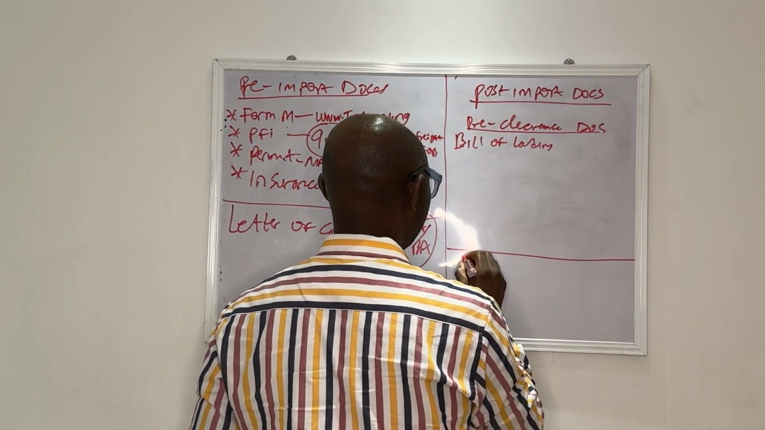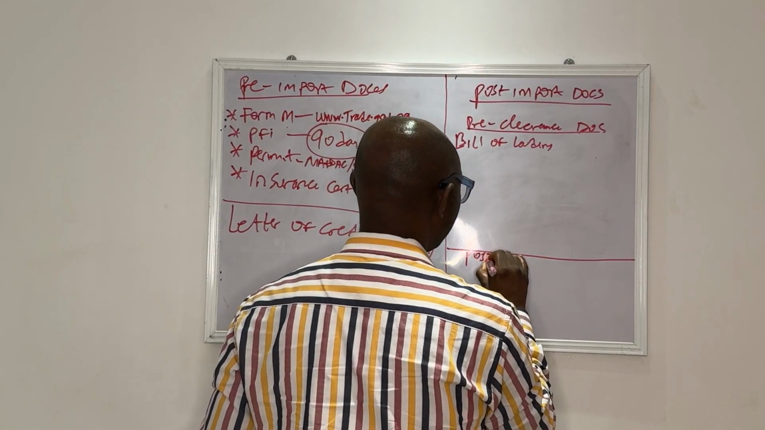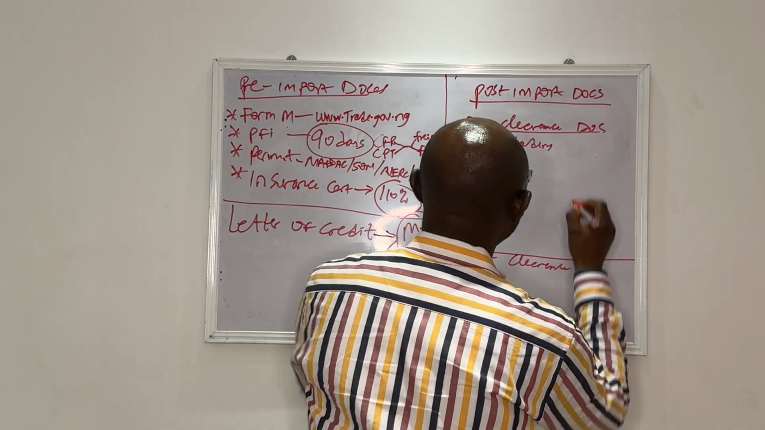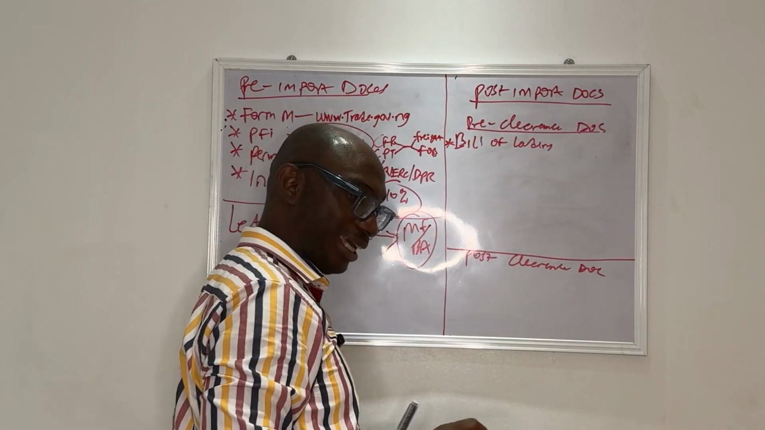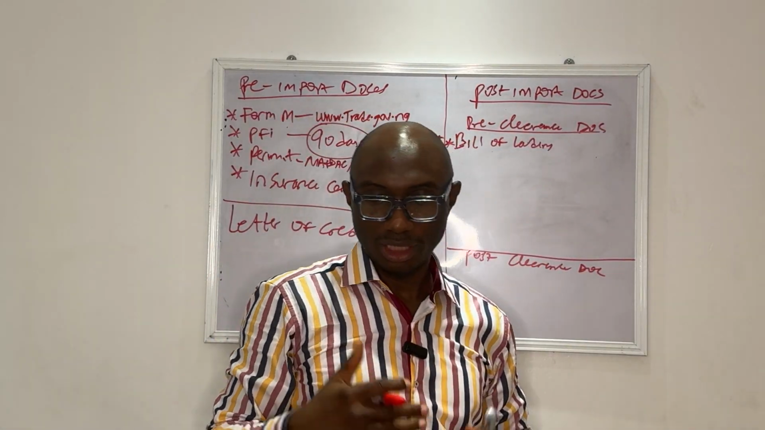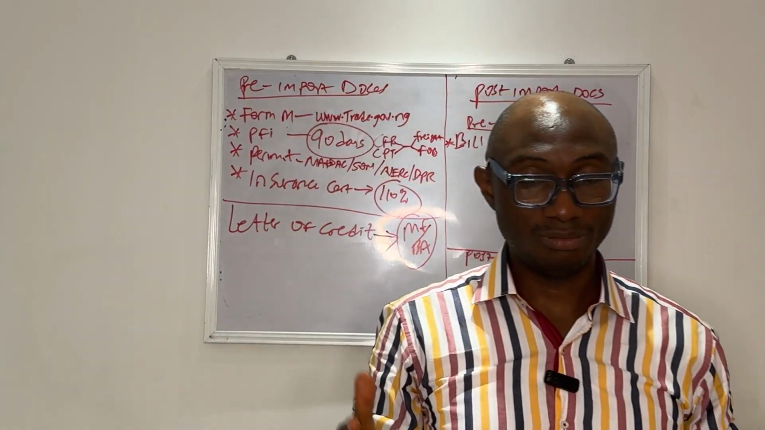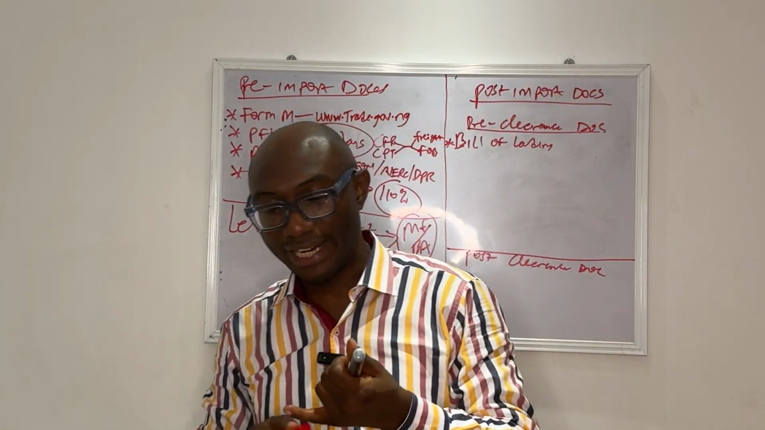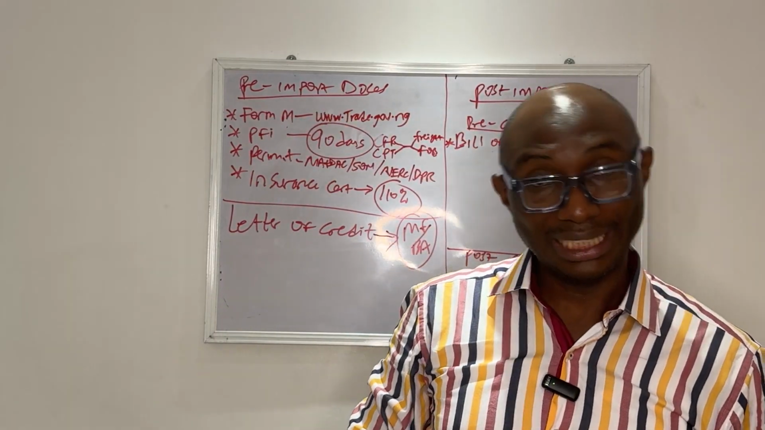Bill of lading. So you have the post-clearance document. Bill of lading. That's a document, of course, evidence goods have been shipped. You'll be familiar with that by now. Evidence goods have been shipped is an evidence of contract of carriage, it's an evidence of receipt of goods, it's an evidence of title to the goods.